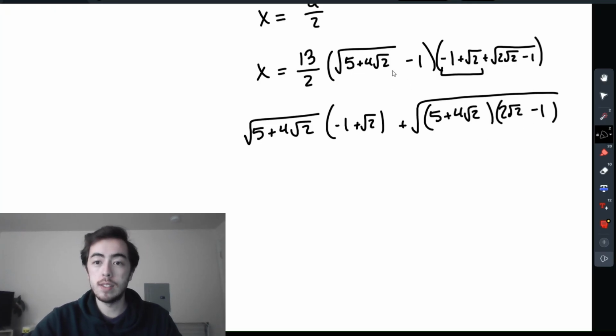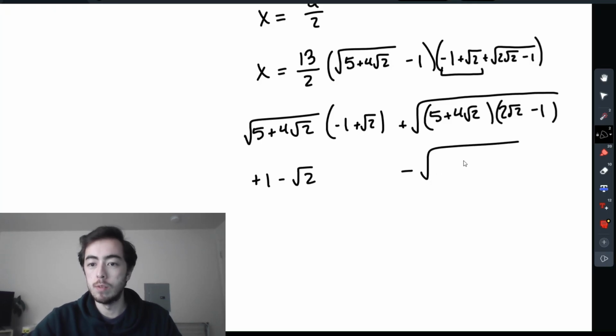Then we do the inside terms. This negative sign will just flip the signs on that guy. So it's plus 1 minus root 2. And then this minus 1 and that will just create a minus root 2 times root 2 minus 1. Somehow this is all just the number 4.